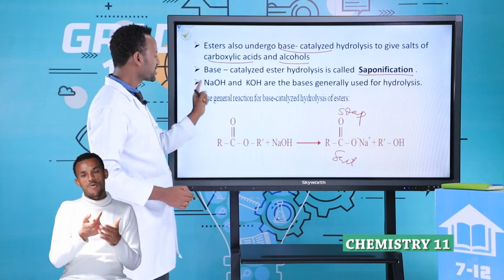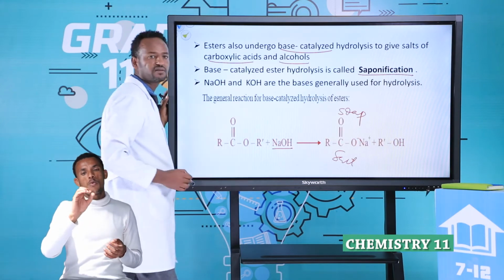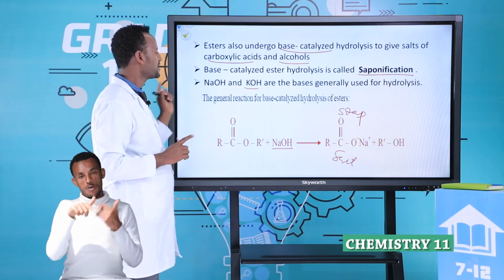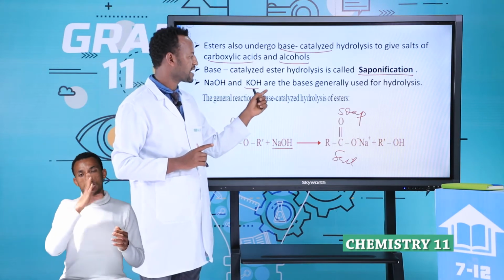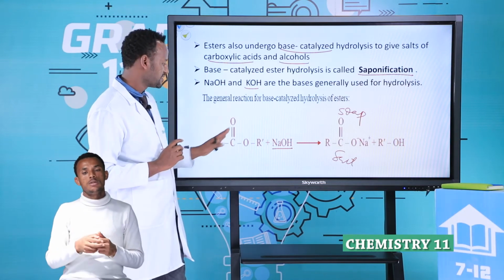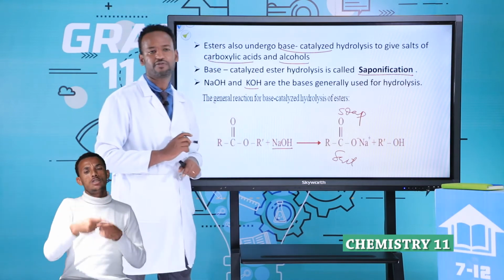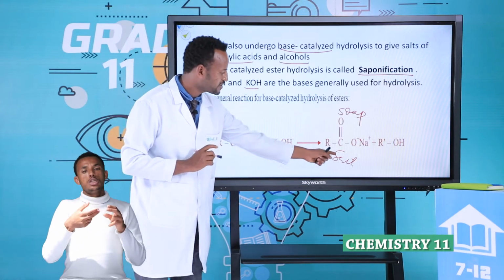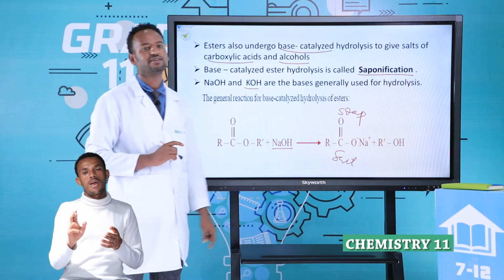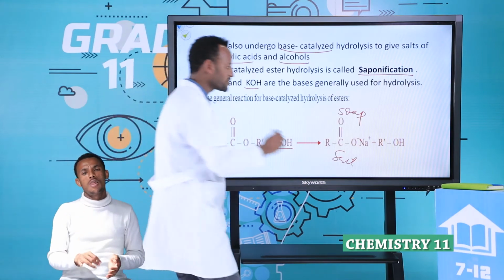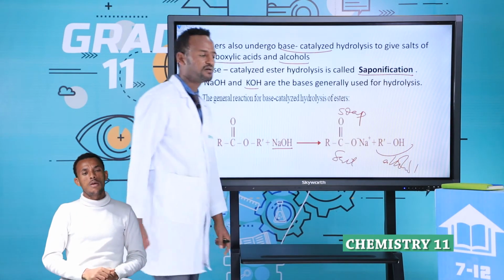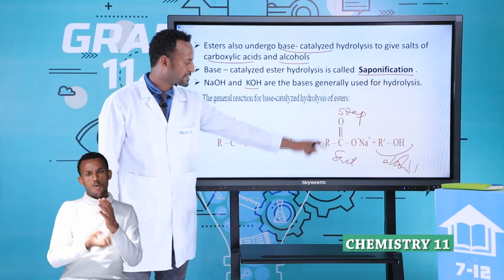Sodium hydroxide is a strong base, or potassium hydroxide is possible. Therefore, sodium hydroxide and potassium hydroxide are the bases generally used for hydrolysis. This process is what? Saponification. Why saponification? Because of the production of soap. Therefore, soaps are salts. What is the byproduct? The byproduct is alcohol. By the way, for soap production, the byproduct is alcohol.